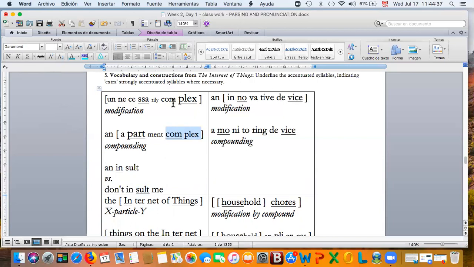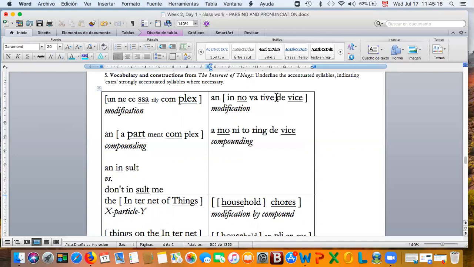Complex, that's a noun. Complex is an adjective. An apartment complex is a compound. Unnecessarily complex is a modification structure, in which this modifier intensifies this adjective. It's not just complex, it's unnecessarily complex. Let's look at the other ones quickly.